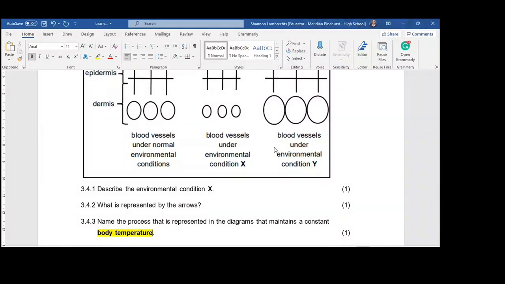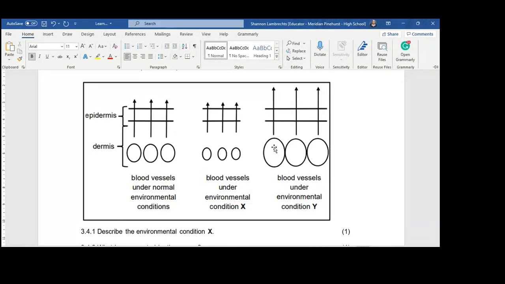But because the diagram shows you blood vessels, you must talk about blood flow. Why blood flow? Because the diagram shows you blood vessels. You can't talk about hair follicles. That's going to relax because there is no hair follicles in the diagram. You can talk about sweat. And I'll show you guys the answers now, but sweat relating to the blood flow.